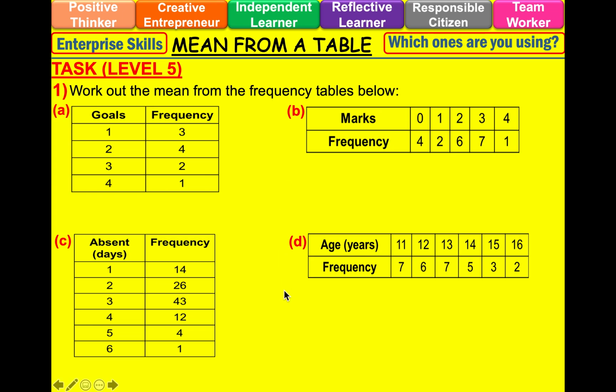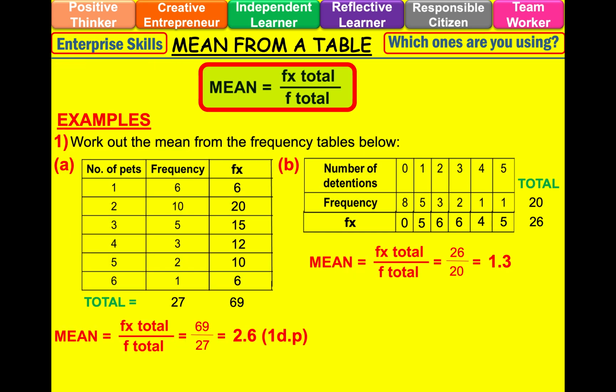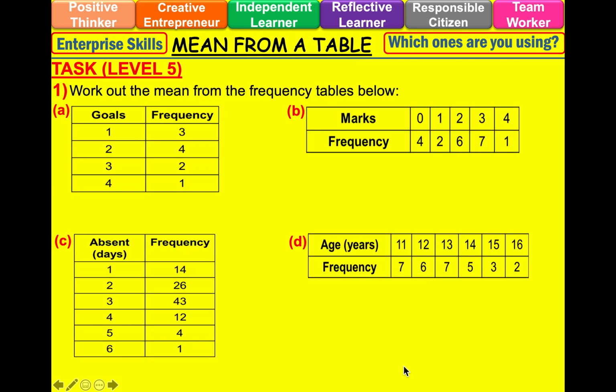I want you to work out the mean from the frequency tables below, using the information I've shown you. 4 questions to do, and can you make sure you bring them back, and I will mark them once you've done them. Just a reminder how to do them. You multiply 6 times 1 gives 6, times 2. You multiply them to get fx, and fx divided by f gives you the mean. So can you please have a go at these 4 questions?